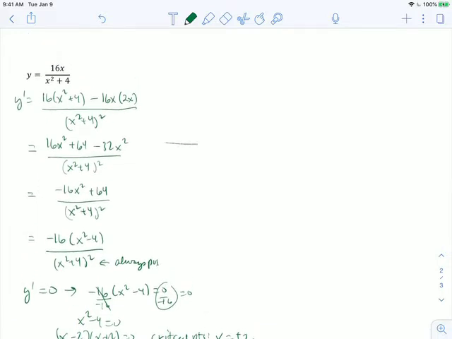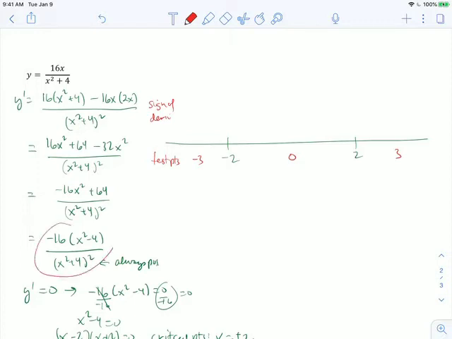So that means I need to set up my number line with negative 2 and 2. My test points: let me choose negative 3, 0, and 3. Generally speaking, it's often good to pick 0 as a critical point or a test point if you can. So let's look at the derivative, the sign of the derivative. I'm going to use this formulation down here to help me evaluate.